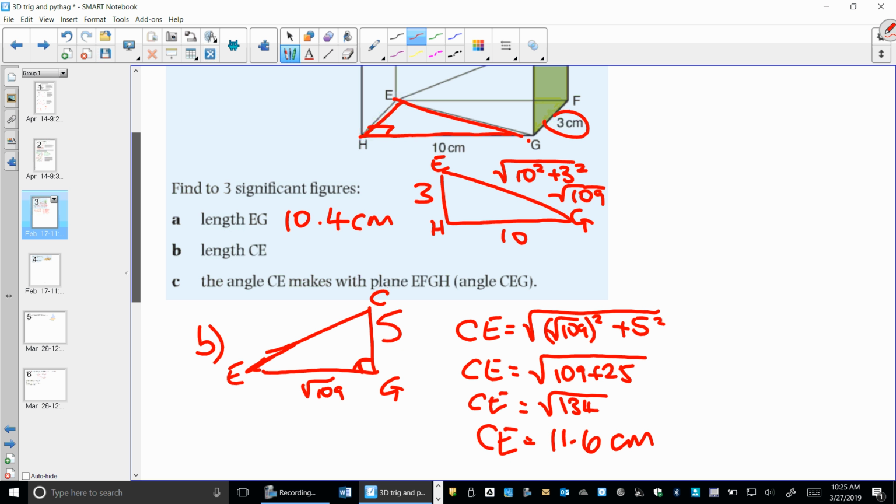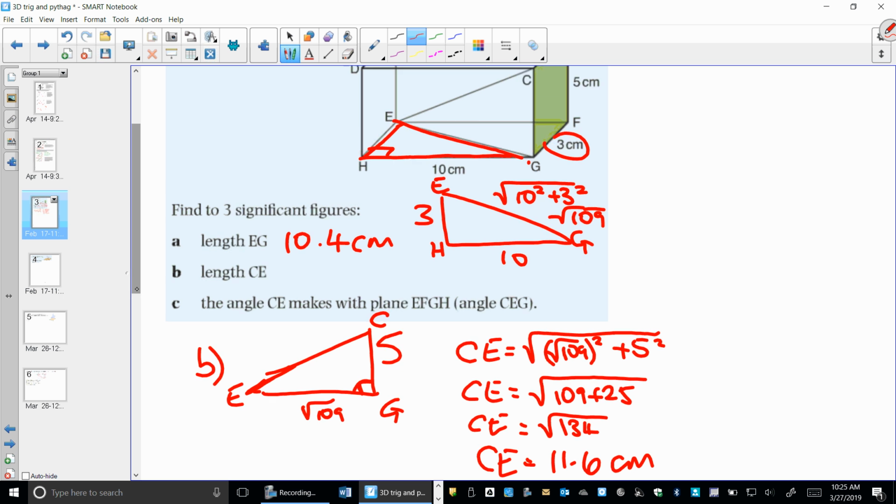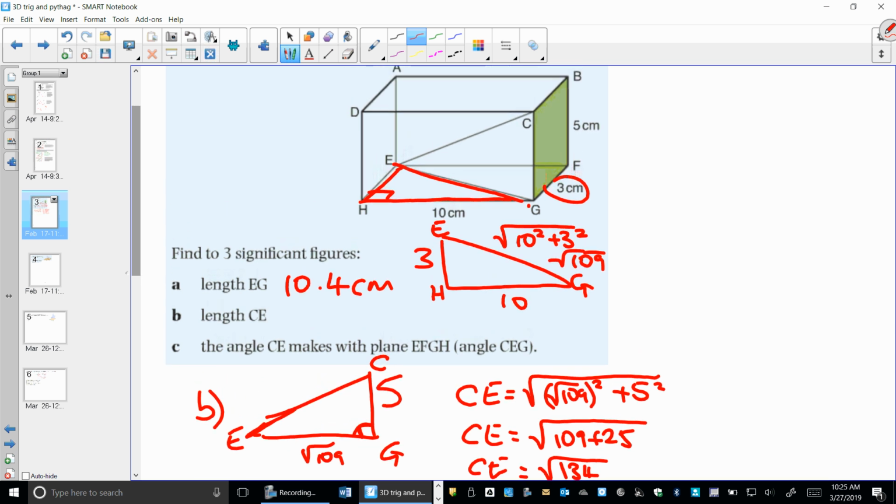And now the angle CE makes with the plane EFGH. Now often they use phrases like this. Do we all understand what they mean by plane? Yeah. So plane is like a face. So they labeled it with 4 letters. So EFGH, if we look to see where it is, it's that base part. Okay? So they will say it's a plane.